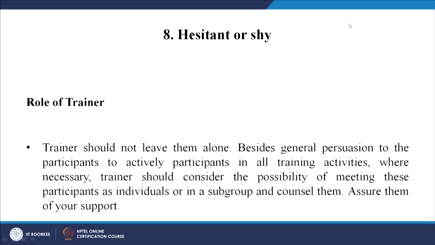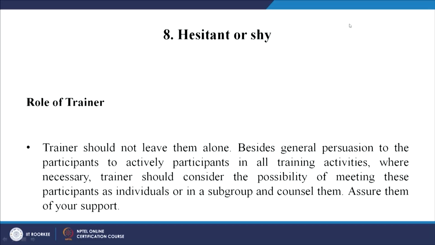Right, they should be involved. If somebody is not participating, you should not ignore that person. Besides general persuasion, encourage the participants to actively participate in all training activities. So, you can involve them in active participation wherever necessary.